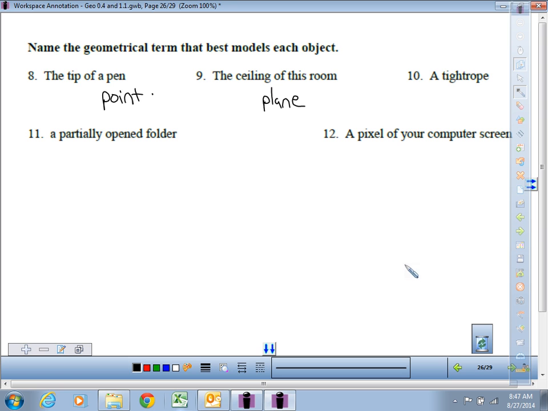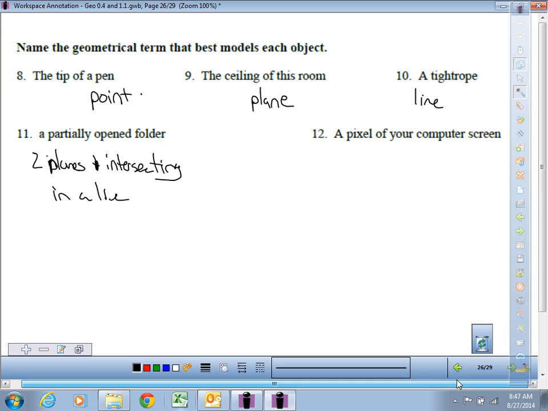Okay. Now a tightrope pulled nice and tight is going to kind of represent a line, even though in all actuality it'd be more like a cylinder type thing. We'll get there when we get there. Number 11, a partially open folder. So if you think of a partially open folder, you have 2 sides to it. Well, those sides extended in all directions infinitely would be planes. And those 2 planes would intersect right there at that crease, and the crease would kind of be representing a line. So what I'm going to say: two planes intersecting in a line.